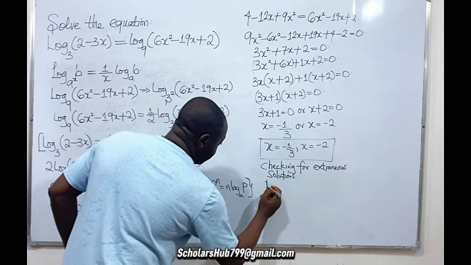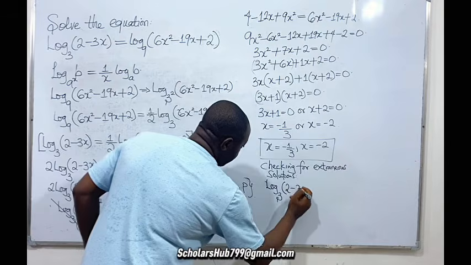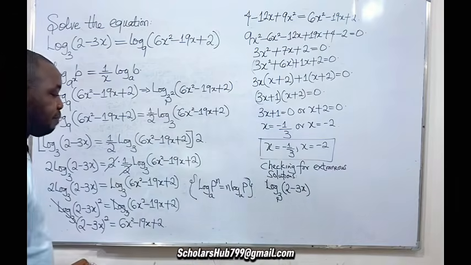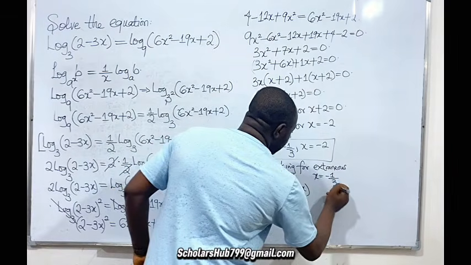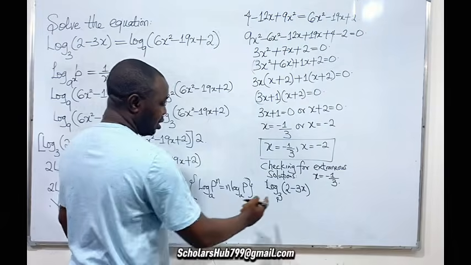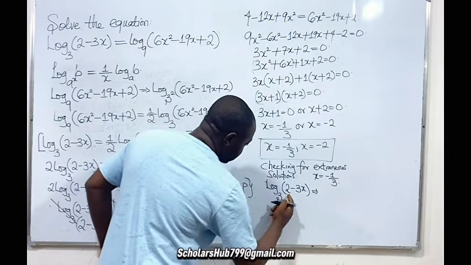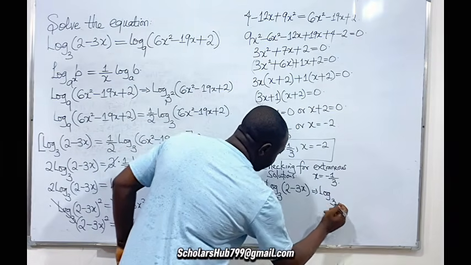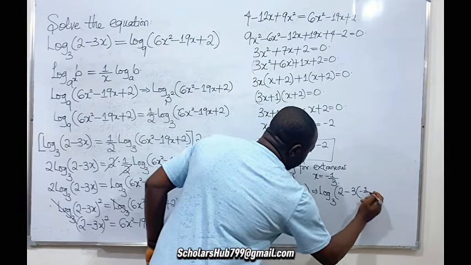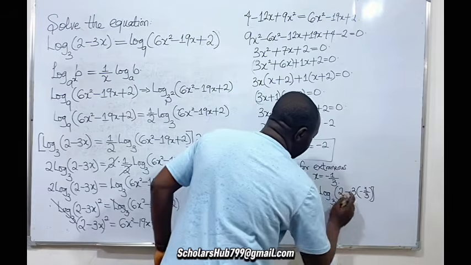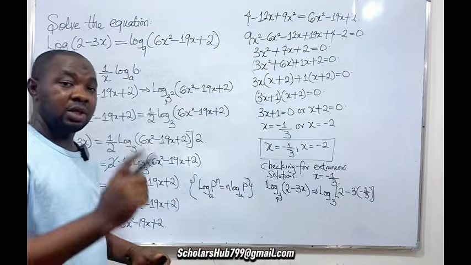Okay, let me write the equation. We have log base 3 of parenthesis 2 minus 3x. Now when x is equal to minus 1 over 3, is the argument going to be positive? Let's find out. So we have log base 3 of 2 minus 3 multiplied by 1 over 3. Let me use a square bracket. So this will be negative 3 times minus 1 over 3. That will be plus 1.